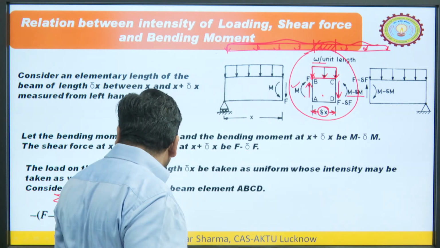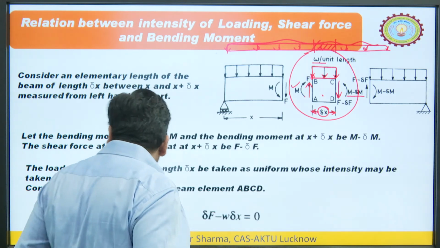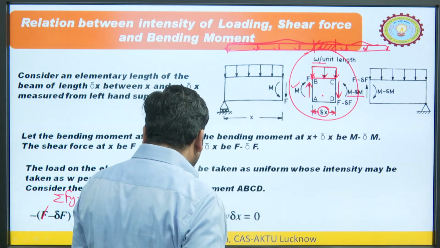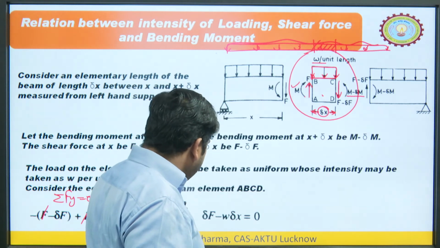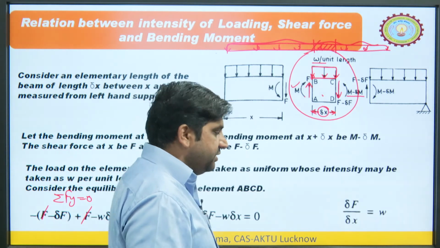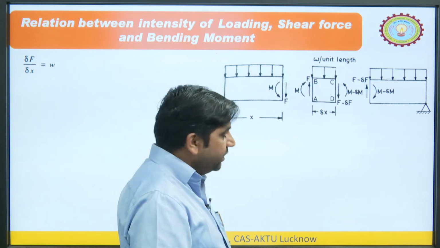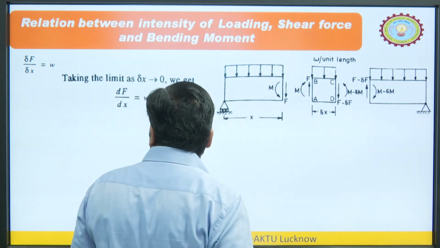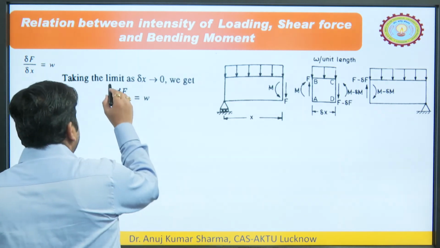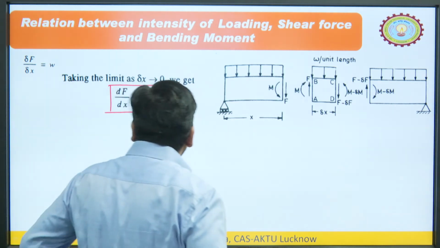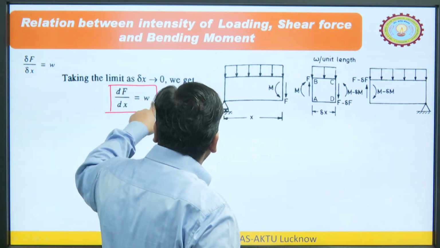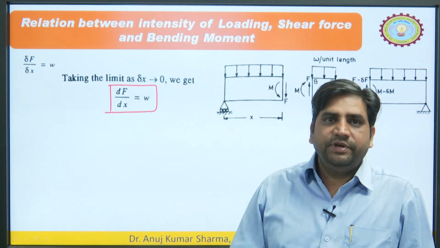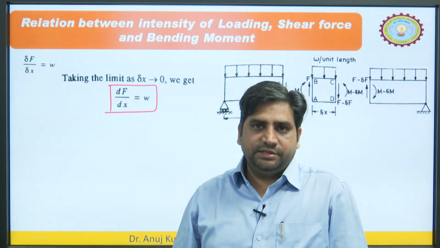Now, if we simplify it, we open the bracket. This F will be cancelled out by this when you open the bracket. So, we will get delta F minus W into delta x, and it means we can have delta F upon delta x is equal to W. This we have got. If we put the limit tending to 0, delta F becomes dF upon dx. So, dF upon dx is W. This is the first relation. So, what is this relation? The differentiation of shear force is equal to the load intensity. So, the relation between the load intensity and the shear force is that if we differentiate the shear force, we will get the load intensity. This is the first relation.